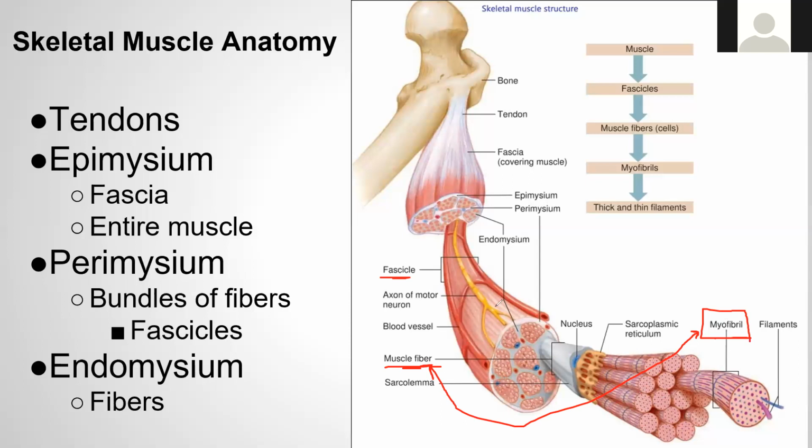Now, a myofibril is made up of a whole bunch of proteins. In our next learning outcome, when we talk about more of the microanatomy, we'll see how this all works. But the myofibril is composed of our actin and myosin and also our titin. These are really important when we talk about muscle contractions.